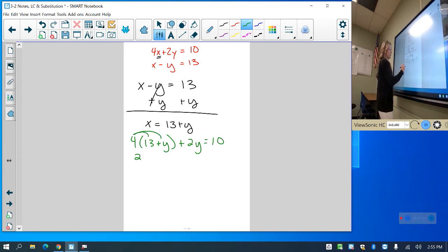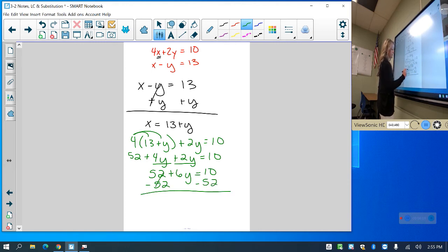Distribute, so I have 52 plus 4y plus 2y equals 10. Combine like terms, 52 plus 6y equals 10. Subtract 52. 6y equals negative 42. Divide by 6. Y equals negative 7.